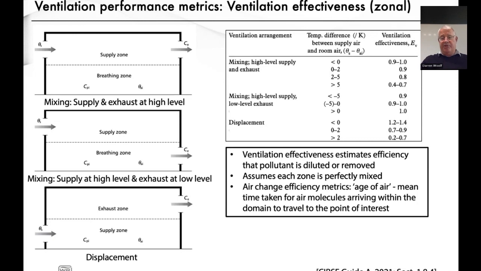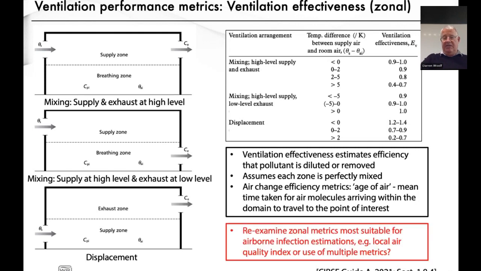There are a separate stream of metrics, like the air change efficiency metrics. You may have heard of age of air before. That's the mean time taken for air molecules arriving from the domain to travel to the point of interest. And some of these metrics can just pop out of a CFD analysis. So what I'm suggesting on the back of the pandemic is whether we should re-examine the zonal metrics.